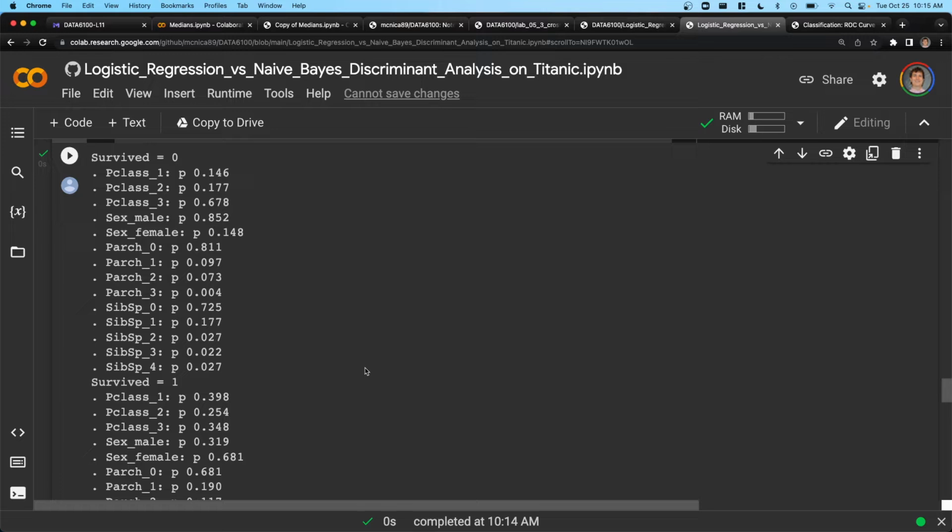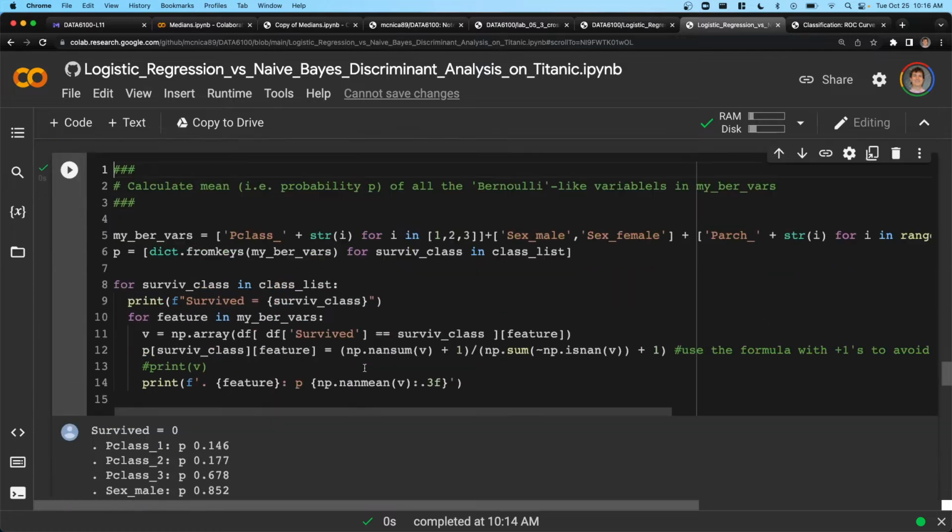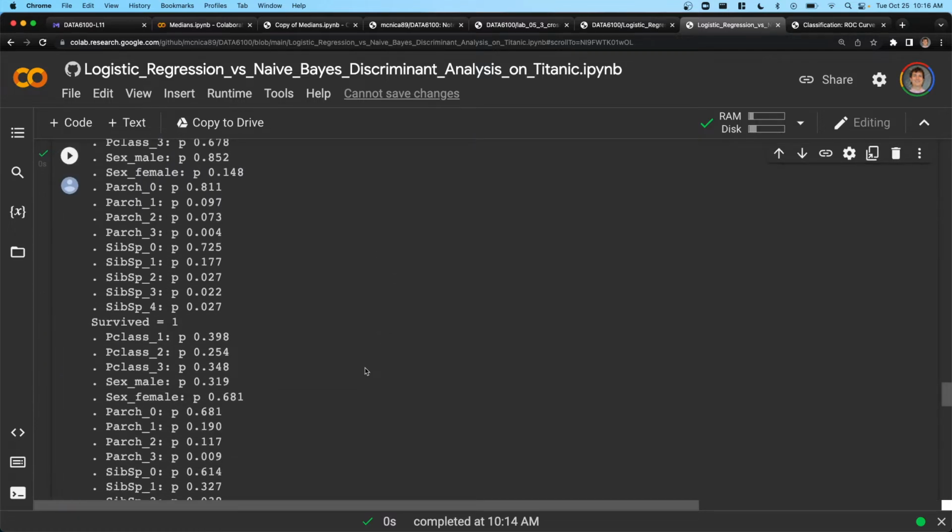And it's just a simple average in this case. You can do any fancy statistical technique you have to estimate parameters you can do here. I'm just doing the simplest possible thing. And now we have a dictionary with all of the means and variances for the Gaussian stuff and all of the p-values for the Bernoulli things.